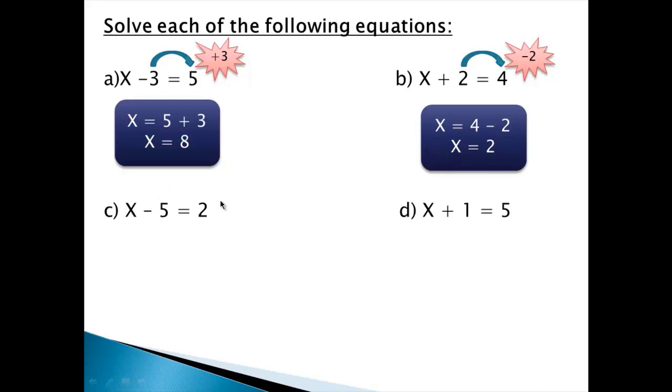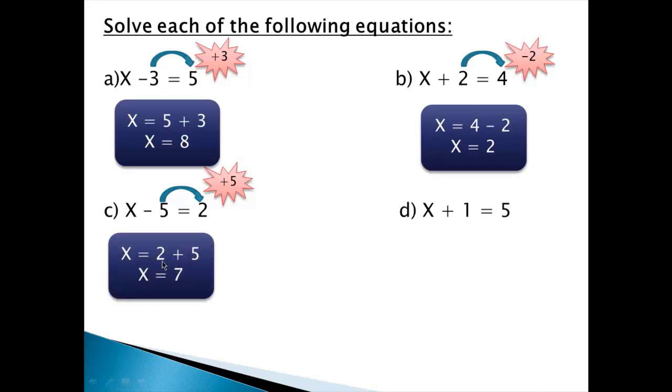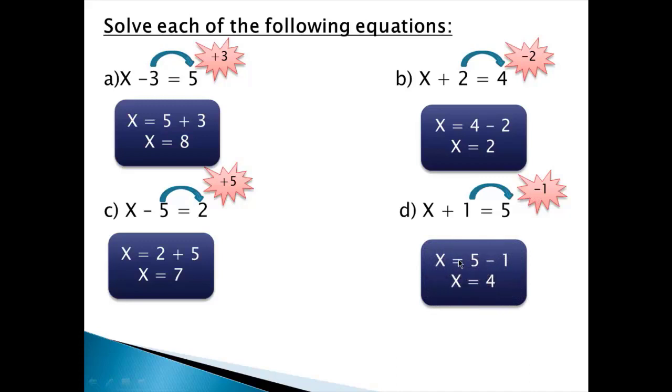C, x minus 5 equal 2. As usual, 5 wants to go to its friend. So it will go with plus 5. Why plus 5? Because we here have minus. It will go to the other side with plus. Then the equation will be x equal 2 plus 5. Then the x will equal 7. Now, as usual, we will send number 1 to the other side with minus for sure. So, x plus 1 equal 5 gives x equal 5 minus 1. Then the x equal 4.